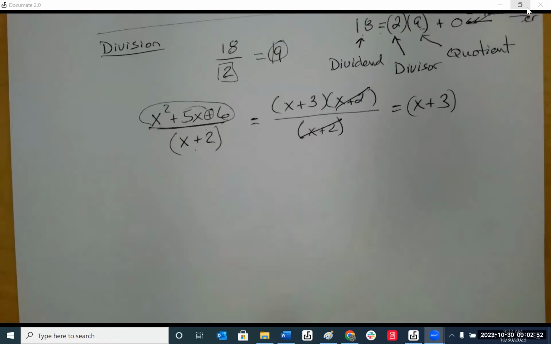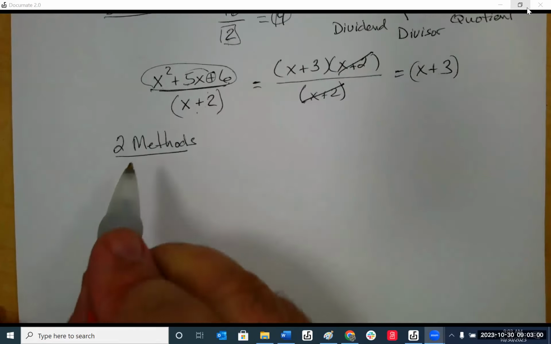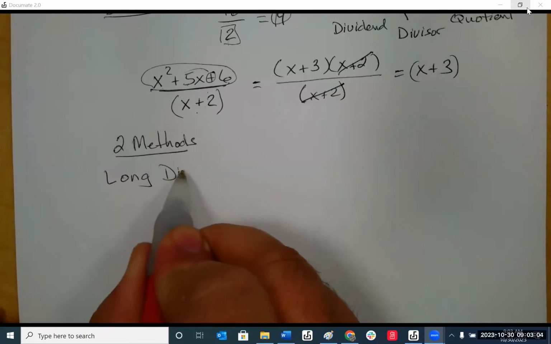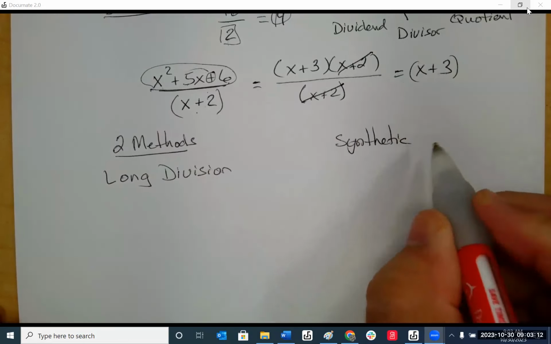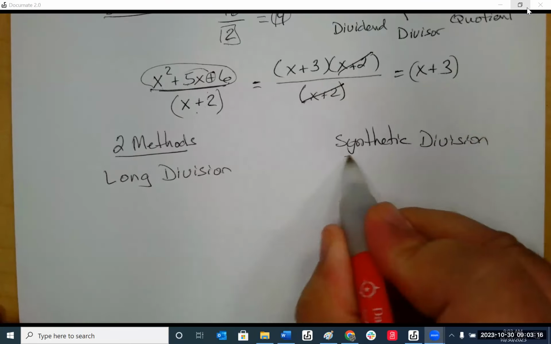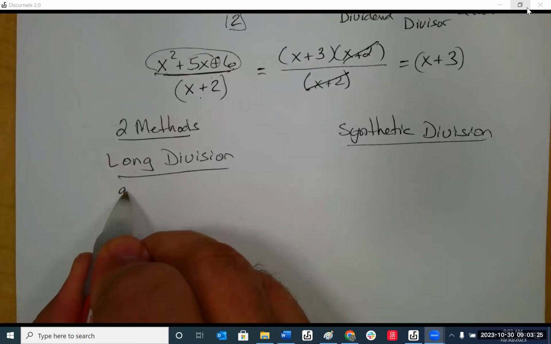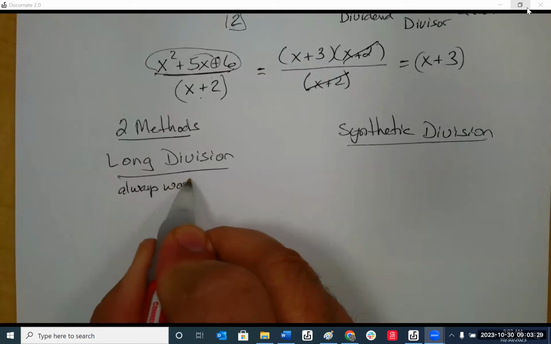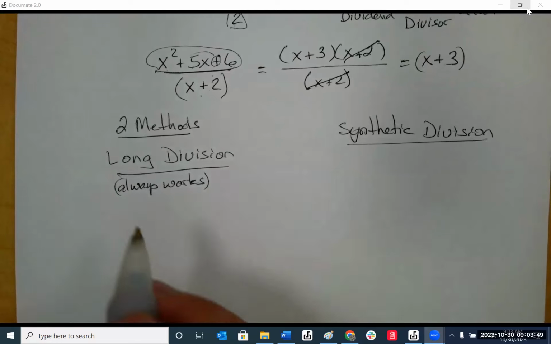How do we find that now? We have 2 methods. Long division and synthetic division. Long division always works. No matter what kind of equations you have, it will always work, as long as the degree of the numerator is larger than the degree of the bottom. In other words, as long as it's a proper fraction. So let's look at how we do long division.